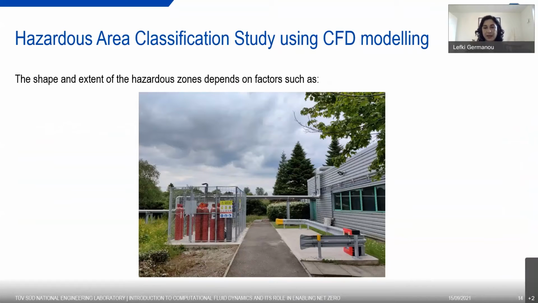The shape and extent of the hazardous area zones depends on various factors. It depends on the wind speed and direction, the weather conditions, the geometry of the vent, the release rate of the gas, and also its properties. And finally, it depends on the surrounding geometries, for example, the buildings and the trees.